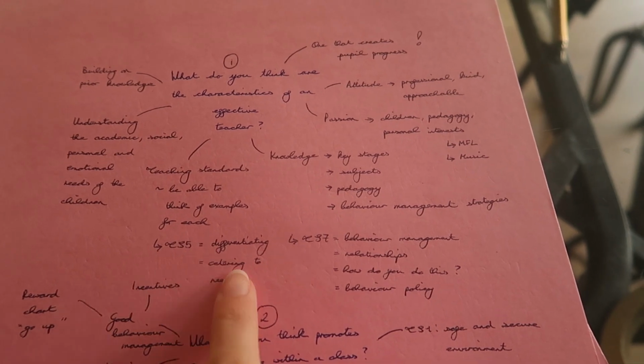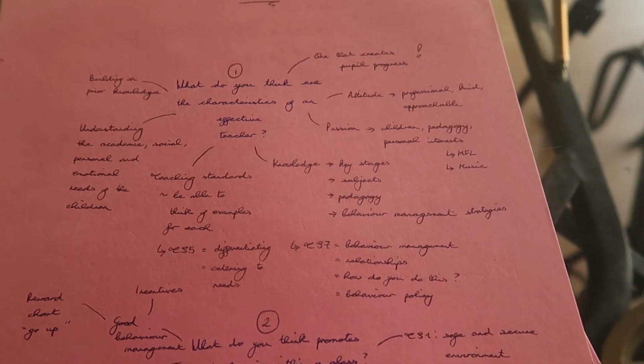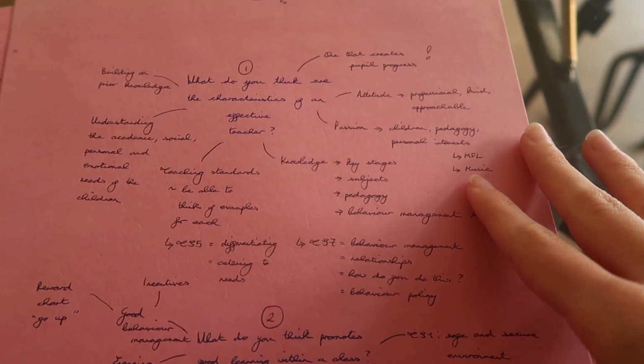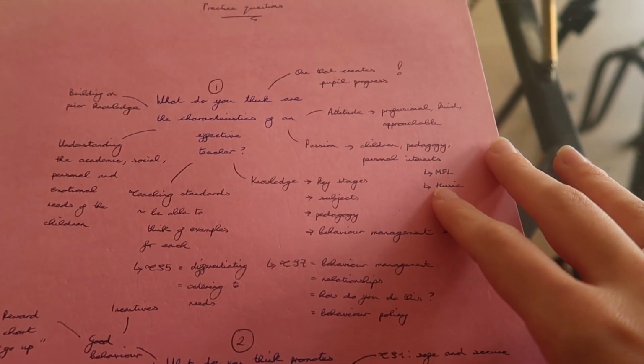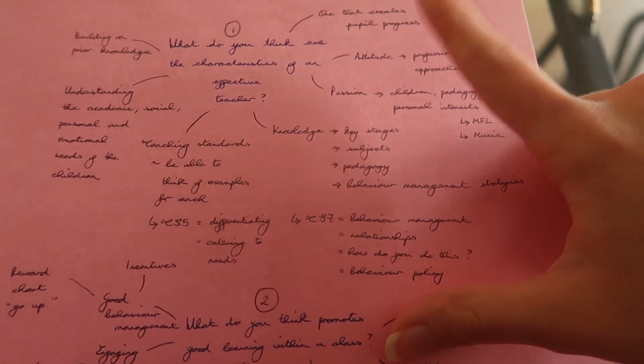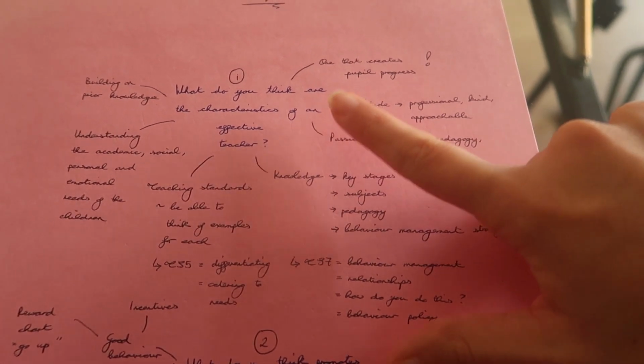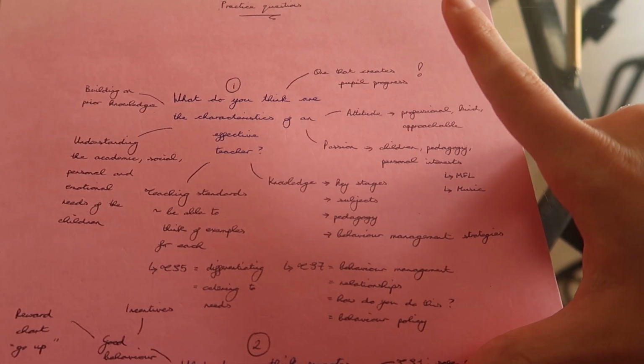So teaching standard 5 is on differentiation, teaching standard 7 is on behaviour management, 8 is on deploying staff or communicating with parents and other staff. Number 1 is about a safe and secure environment, that kind of thing. Always mention pupil progress. So the characteristics of an effective teacher: promote and create pupil progress.